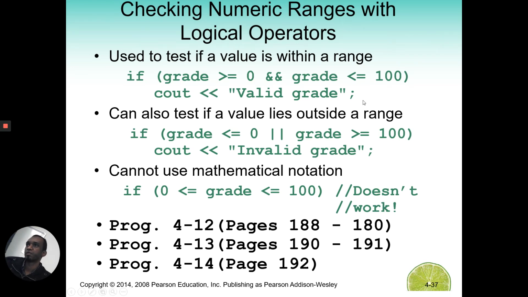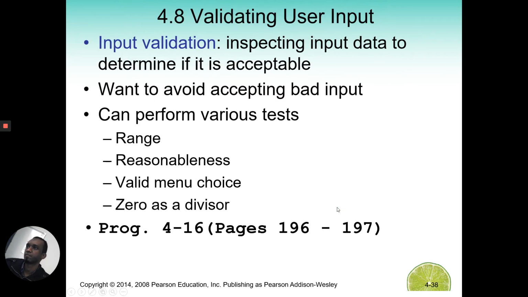Checking numeric ranges with the logical operator is used to test if a value is within a range. So if a grade is greater than or equal to 0, and grade is less than or equal to 100, print out a valid grade. So this is your checking, right? It's a range. You can also test if a value lies outside of a range. So if grade is less than 0 or grade is greater than 100, it's an invalid grade. But you cannot use mathematical notation like if 0 is less than grade or grade is less than or equal to 100. This doesn't work. Remember, we need the variable to be on our left side. And you can look at some of these examples.